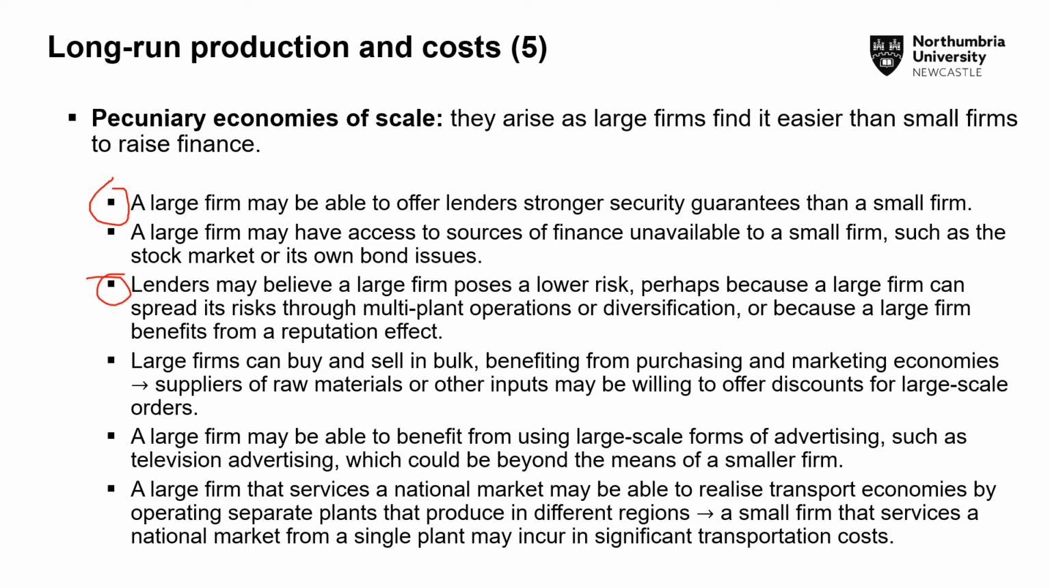Also, large firms can buy and sell in bulk, and hence they benefit from purchasing and marketing economies. So, for example, a large firm has the market power to negotiate favorable rates on inputs if it is a major buyer for a given input. Let's say mining equipment, unlike a small firm, which doesn't buy a lot of mining equipment and hence doesn't have as much negotiating power. Then we have large firms being able to access large-scale forms of advertising, such as television advertising, which could be beyond the means of a smaller firm. Again, it is then able to sell more and reach economies of scale.